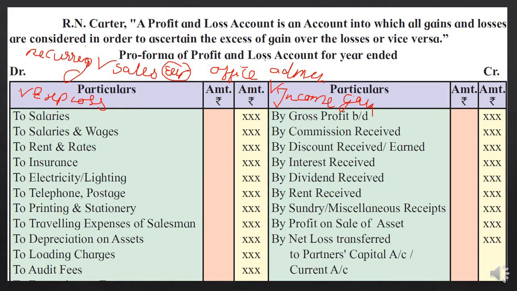So in trading you can see the carriage and conveyance, but in P&L you will see the traveling expense of the salesman, depreciation on the assets, loading charges, audit fees. And on the credit side, commission received, discount received, interest received, dividend received, rent received, any miscellaneous small receipt or profit on sale of any asset. So these are the income and gain in the office and admin, so all will be recorded on the credit side of the P&L.